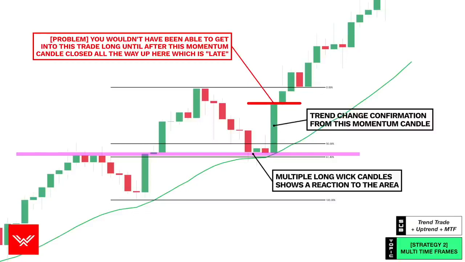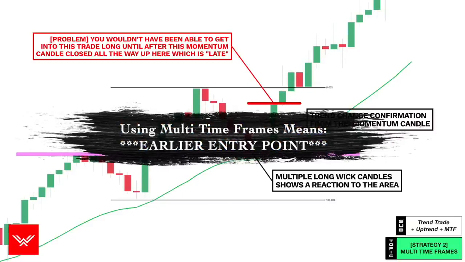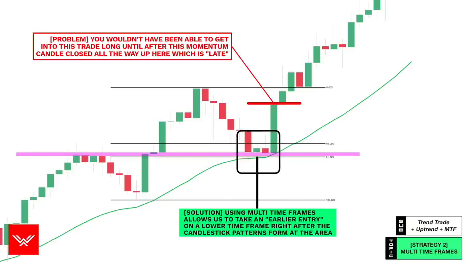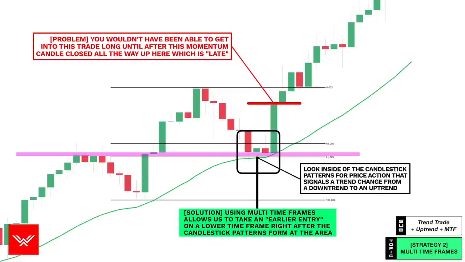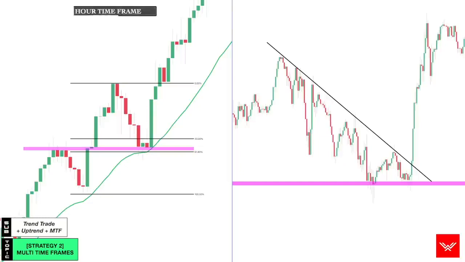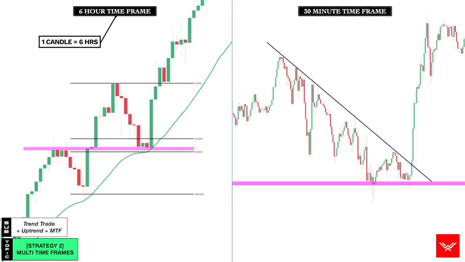And this is why you would want to use multi-timeframes, which is to get into this trade at an earlier entry point. Meaning, after you had the candlesticks form here, you would go to a lower intraday time frame and find price action that signals a trend change from a downtrend to an uptrend and get into this trade at an earlier point. So let's pull up a lower time frame and put it beside this one. The chart on the left is the 6-hour time frame we just looked at, meaning every candlestick represents 6 hours of time. The chart on the right is the same asset but using the 30-minute time frame, meaning every candlestick represents 30 minutes of time.